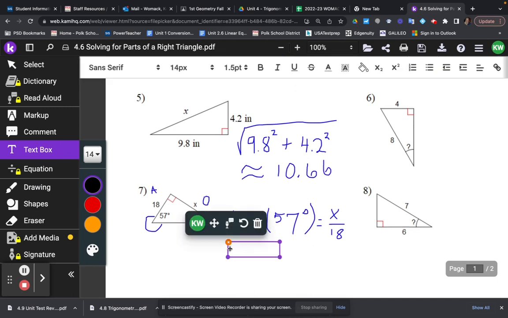So we'll take 18, and we're going to multiply that by the tangent of 57 degrees. And when we press equal and round to the nearest hundredth, we're going to see 27.72 is our answer. So just as a review, I want you guys to go ahead and do 2, 4, 6, and 8 on this side. And I have video number 2 on the way.